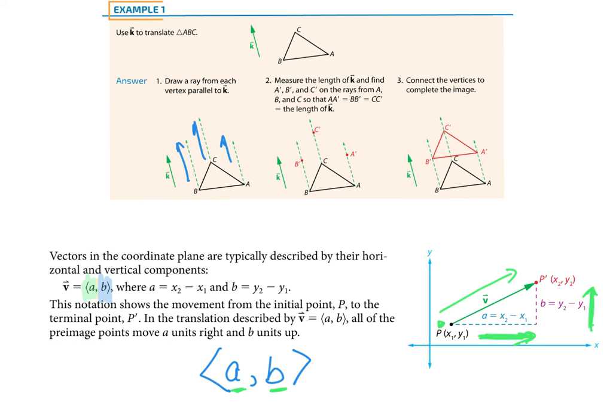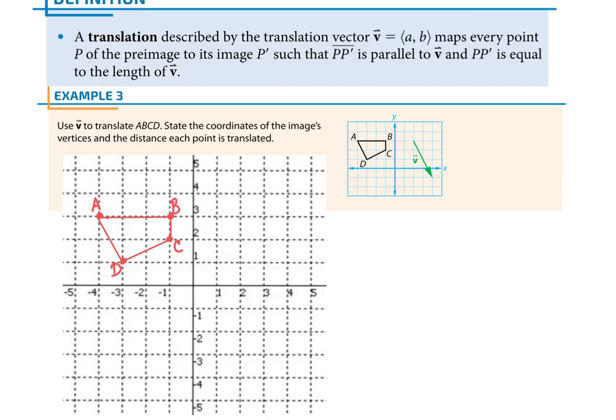And so that's what that vector is actually telling you. It's telling you how you're moving. We are just going to use basically adding and subtracting from your points. So first, the definition of a translation. The definition of a translation is described by the vector AB, and it maps every point P of the preimage to the image such that they're all parallel.